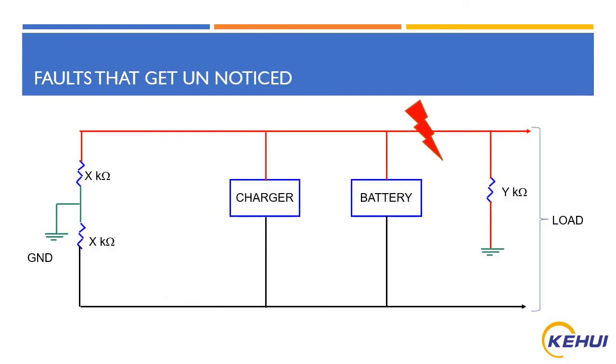There are certain faults which go unnoticed, like multiple faults. For example, you have a high resistive fault in positive polarity and a high resistive fault in negative polarity, which can in turn show a balanced voltage in the circuit, but these are not noticed until a low resistive fault occurs in other feeders.